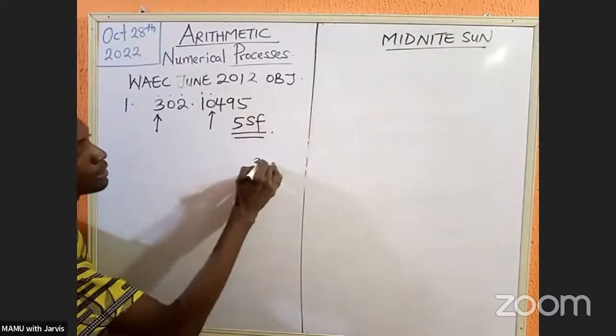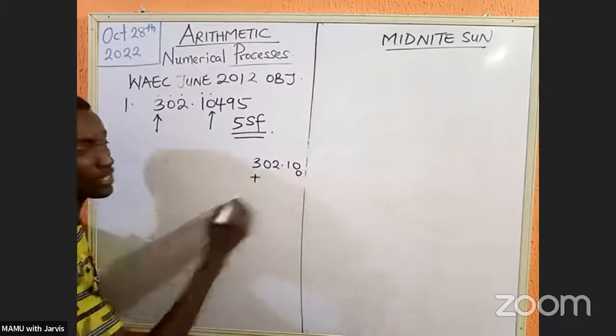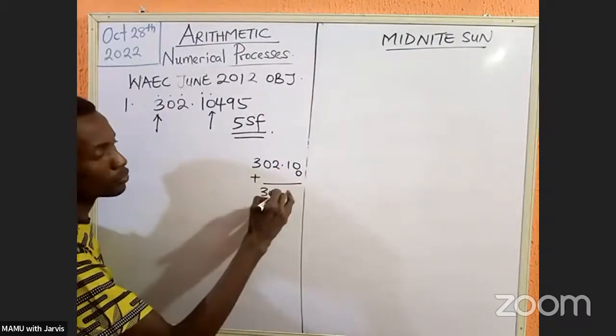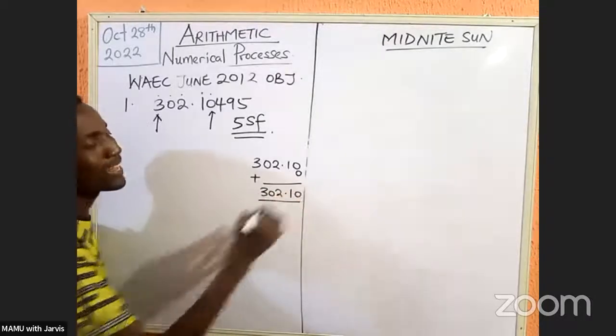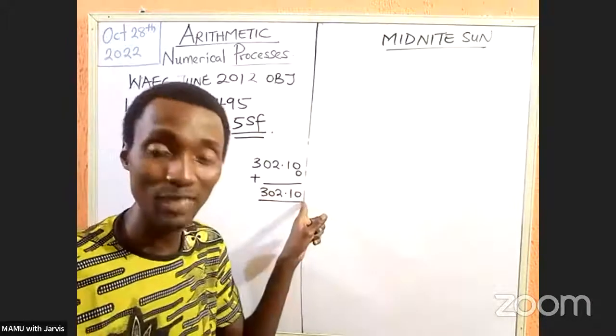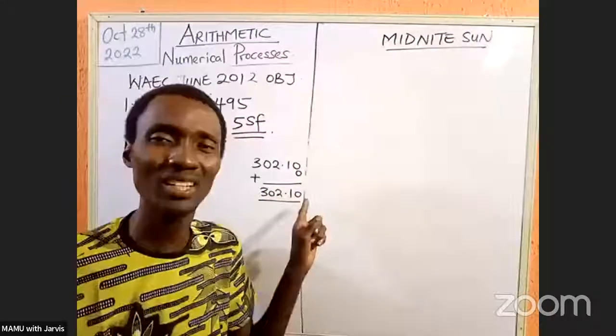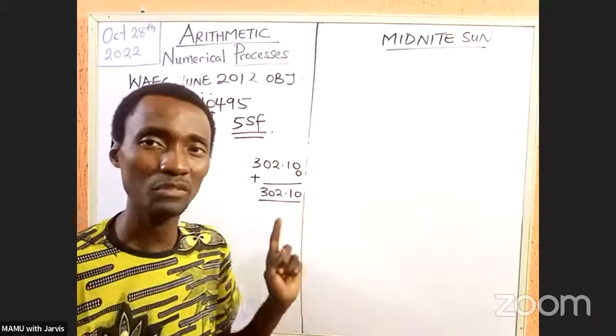So that will be 302.10, plus 0 to the last digit, and this will give you 302.10. Now, adding this 0 is very important. If you don't add that 0, what you have done is 4 significant figures. Take note of that.